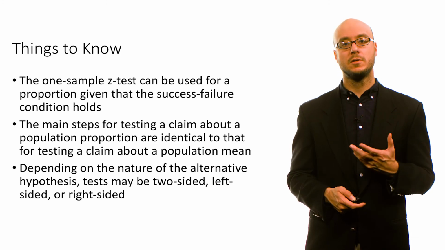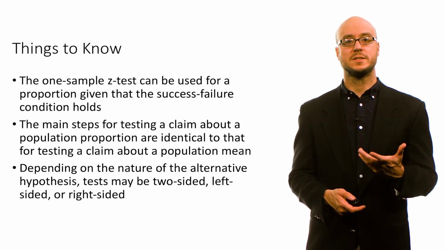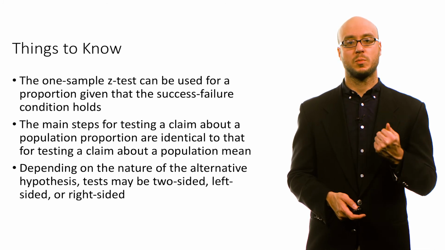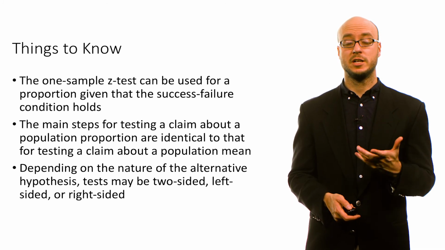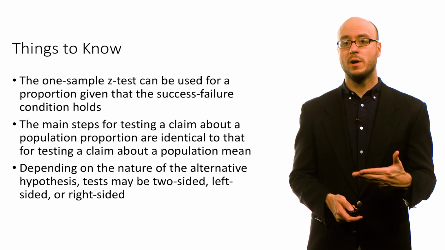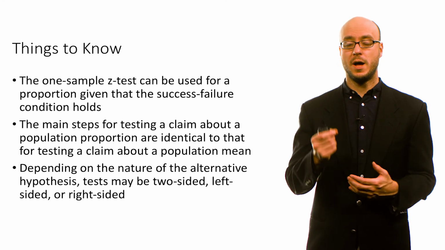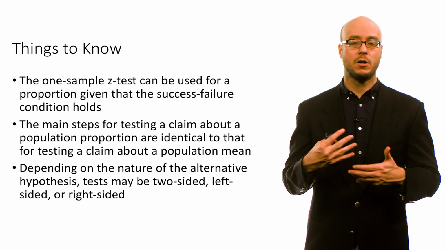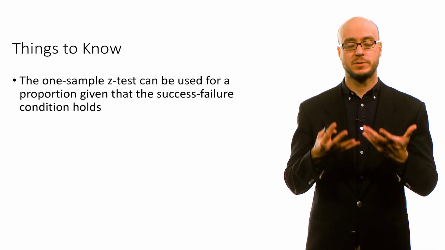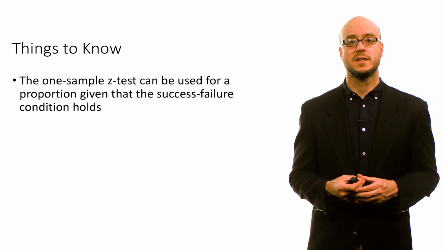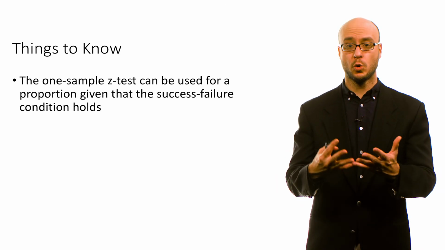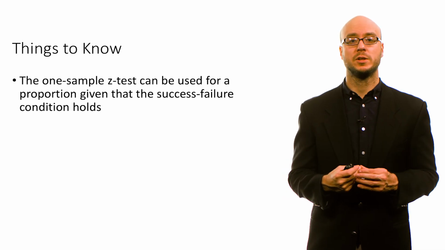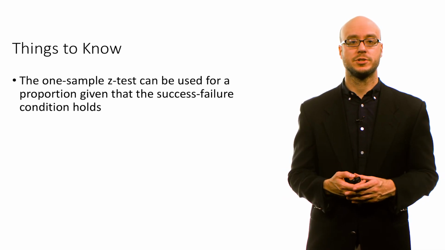A few things to know about the one-sample z-test for a sample proportion. The one-sample z-test can be used for a proportion given the success-failure condition holds. We don't actually know whether it holds unless we know the population proportion, but we can check it. We can assess how confident we are. In general, a larger sample size suggests more confidence that the success-failure condition holds, and accordingly, that we expect the sample proportion to be approximately normally distributed in terms of the sampling distribution.